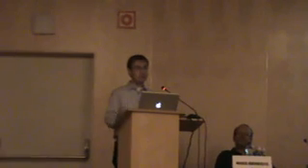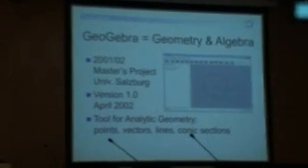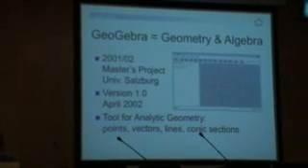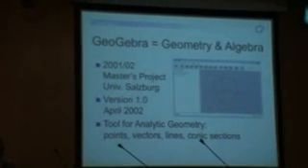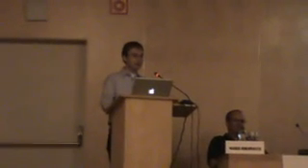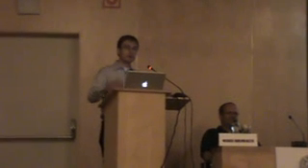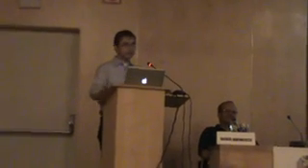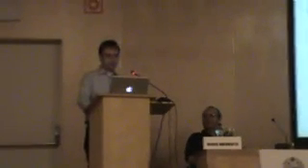So in the beginning, Geogebra was only a tool for analytic geometry. So it was really meant to work only with points, vectors, lines, and conic sections. That's it. But then later, of course, people got ideas to add functions, and now we have spreadsheets and all kinds of things. So many things have changed since that time.